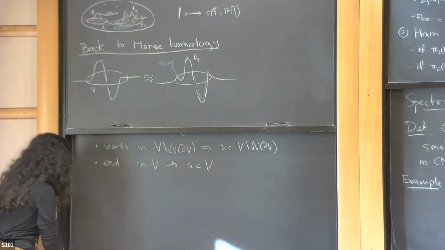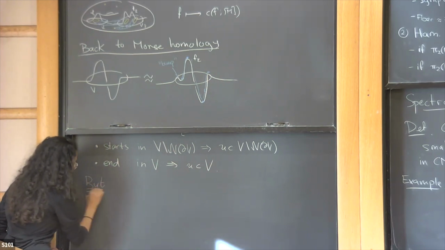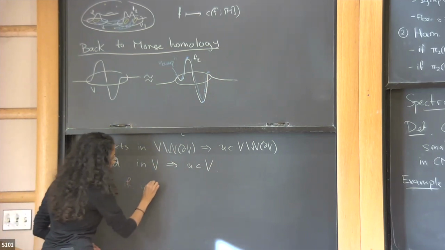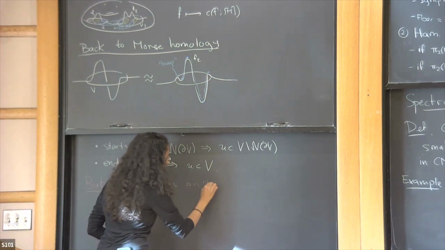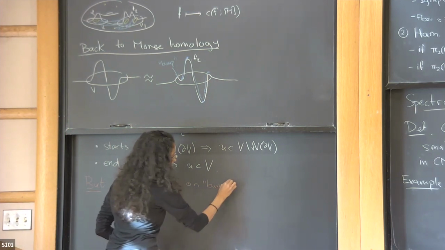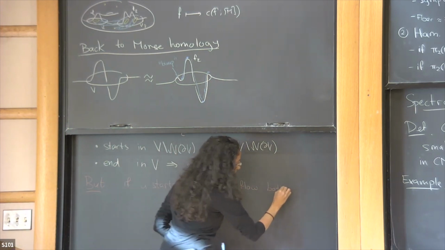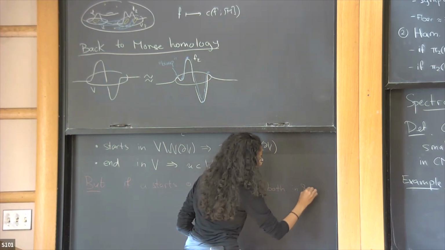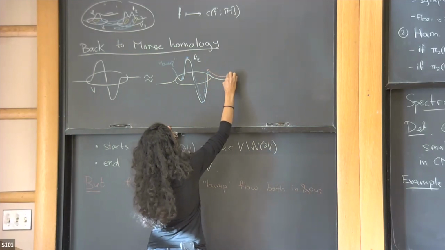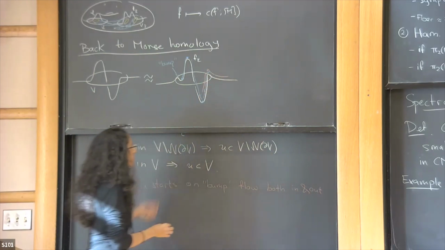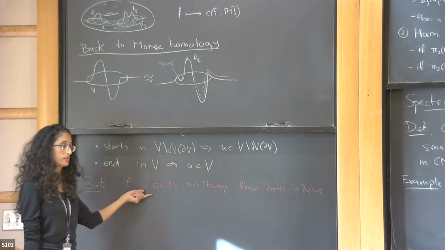But as Camilo pointed out, if U starts on the bump, then it can flow both in and out. So the picture is we start here, we can flow out, we can flow in. Okay, but this is actually expected.